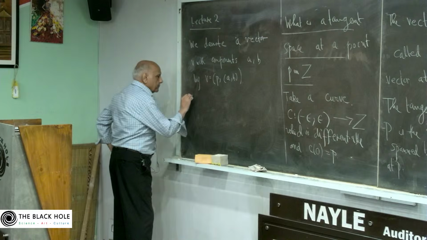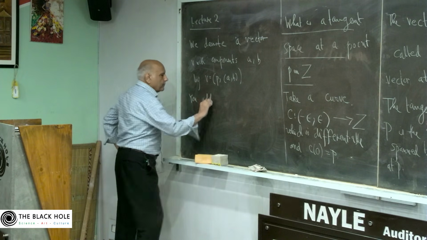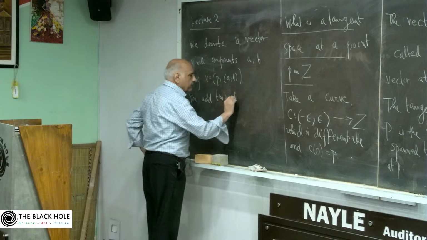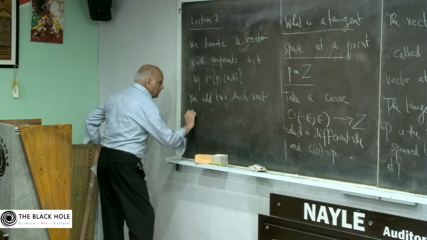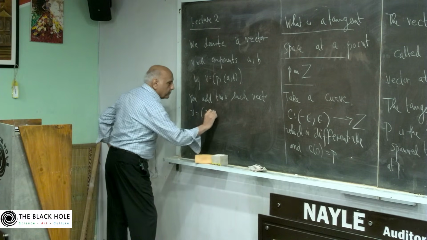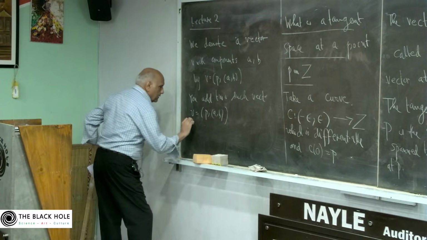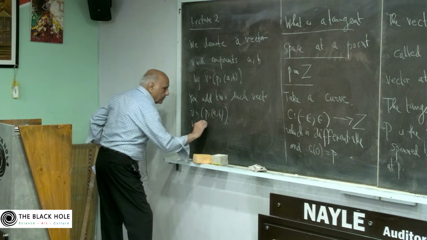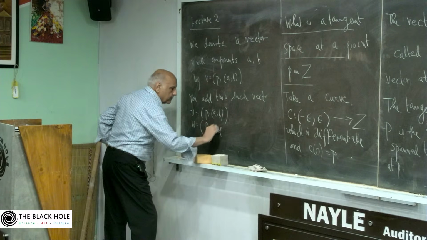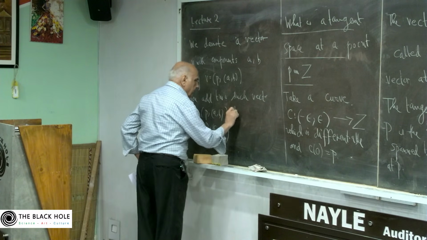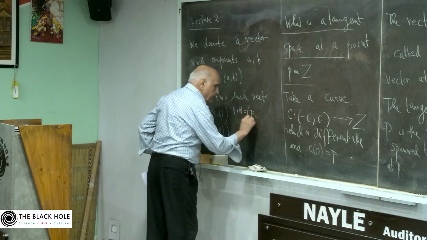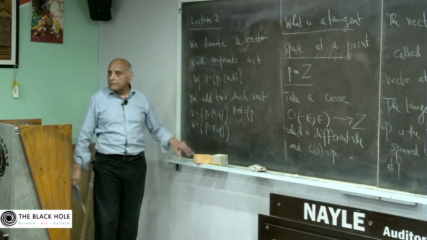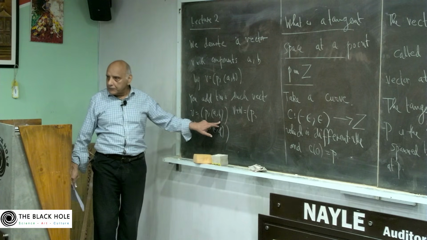Okay, and you add two such vectors, V is equal to P, A comma B, and W is equal to P, C comma D. The V plus W is, by definition, it should be a vector at P, and what should be its components? A plus C and B plus D.